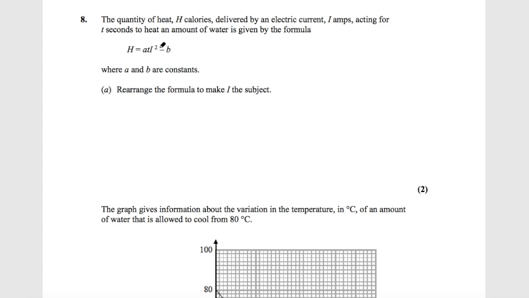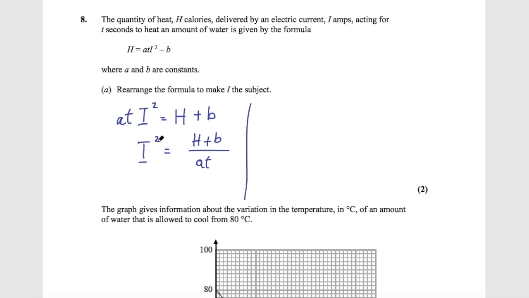Okay, so first thing we need to do is to get rid of this B on this side because that's a negative, so we need to add that to the other side. So my first line of working is just going to be AT I squared equals H plus B. All I've done is flip it around so the I's on the left, and I've added that B to the other side. And then I want to divide by this AT, so I get I squared equals H plus B divided by AT.